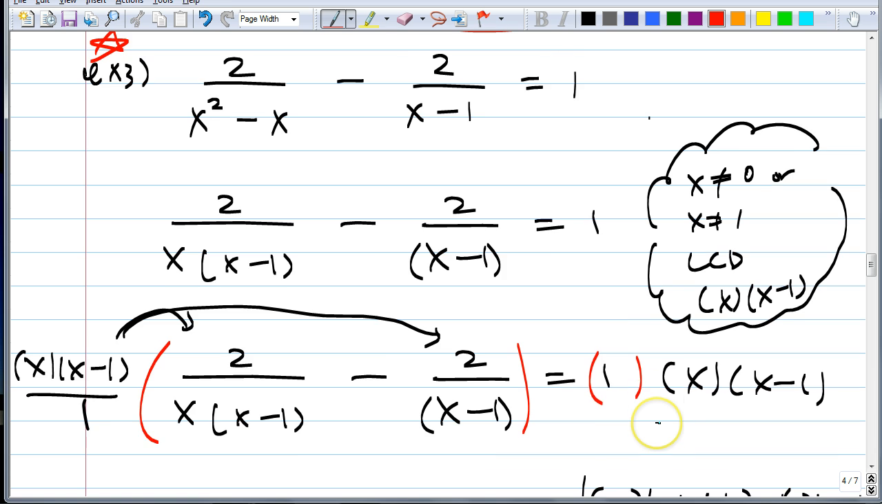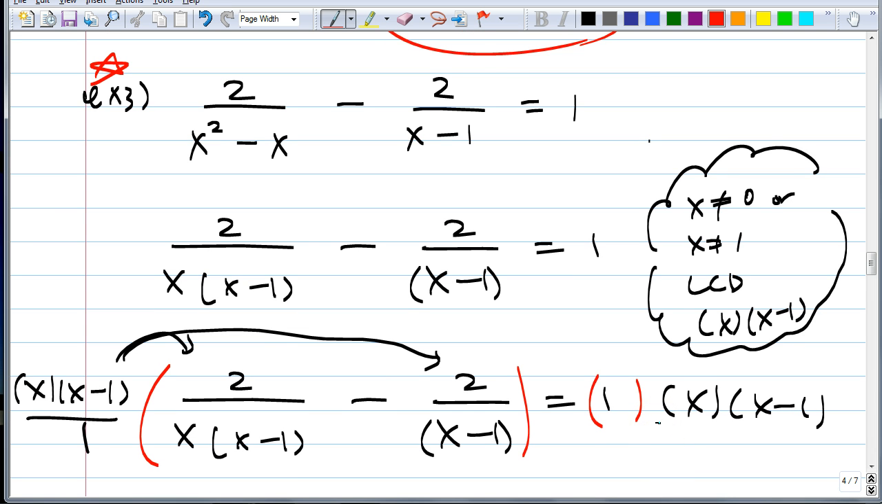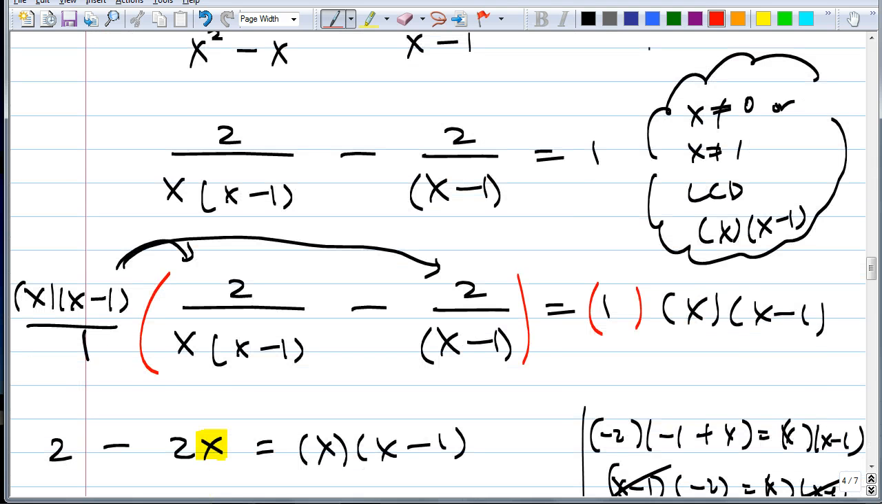All right, somebody tell me what we get on the left side when we distribute this LCD. Elisa, over here. What do you think? 2 minus 2x equals 1? Is it 1? Or you gotta multiply both sides by the LCD. So 1 times the LCD is simply x times x minus 1, right? Be careful.